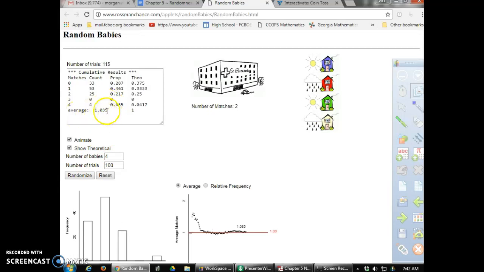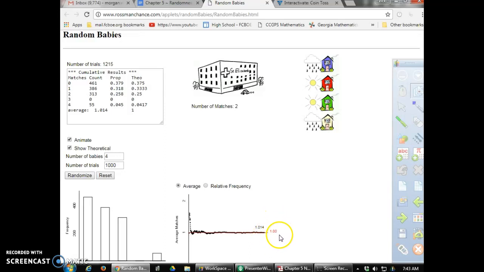You can see the average is 1.035. It also shows it down here graphically. Now, the reason I'm doing this so many times, I'll even add 1,000 here, is because I want you to see what happens with the graph. That's the main thing I'm focusing on. The more times I repeat the process, the closer my experimental average gets to the theoretical average. So that's one of the concepts from this unit.